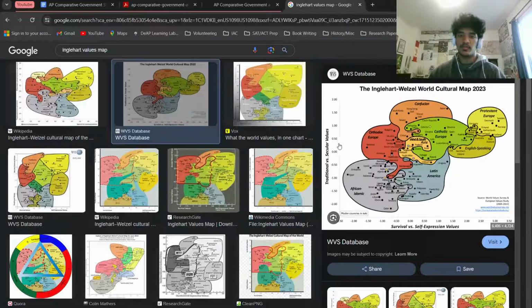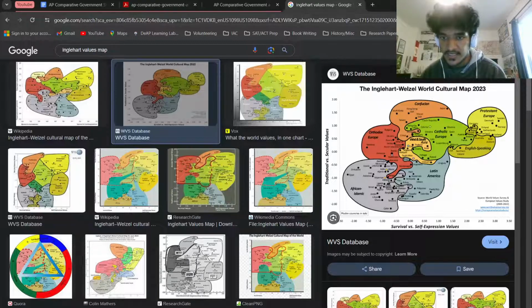And then you've got your traditional versus secular. Secularism is, remember, the division of religion and government. And traditional values would be the implementation of religion in government. So let's take a look at the United States and let's try to describe it. So here's the United States. Pretty central when it comes to these things.